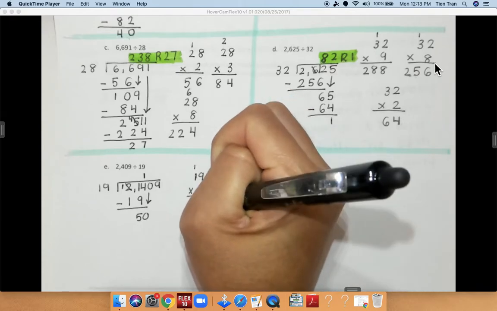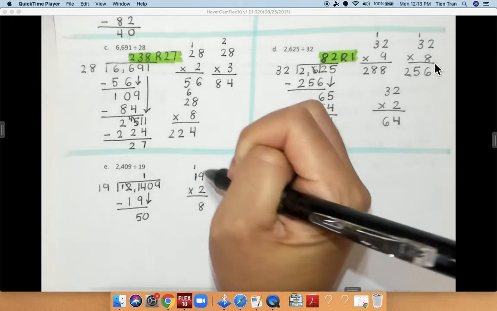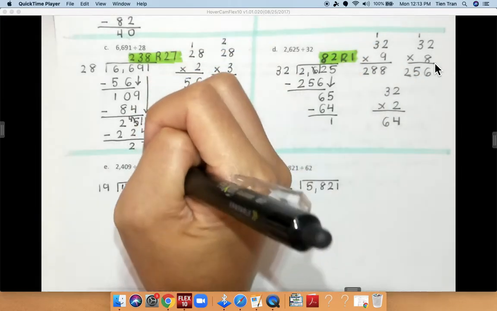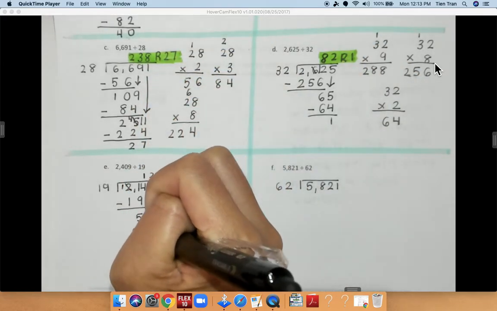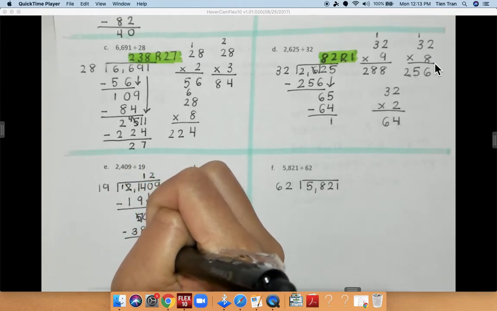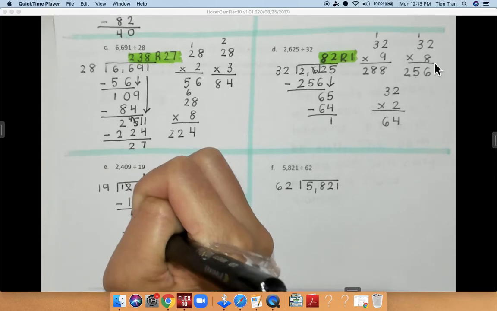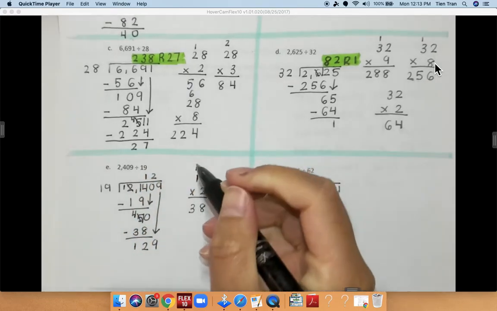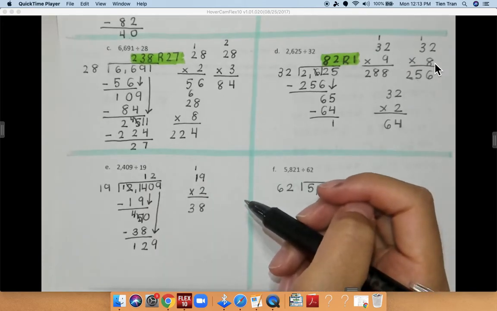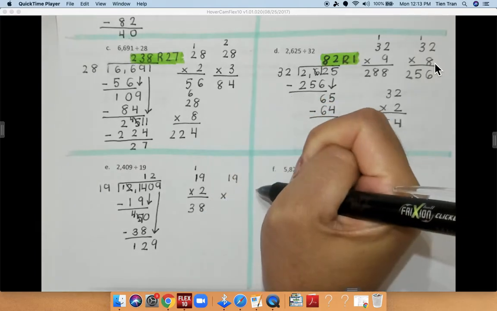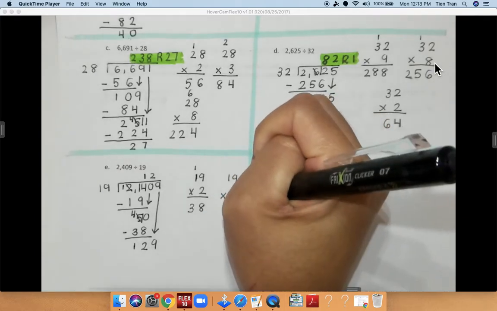9 times 2 is equal to 18. 2 times 1 is 2, plus 1 is 3, so 38. Okay, so that one works. I'm going to use 2. Now I'm going to subtract. 10 minus 8 is equal to 2. 5 changes to 4. 4 minus 3 is 1. I'm going to bring down my 9. How many times can 19 go into 129? I'm going to multiply 19 times 6 and see if that works.